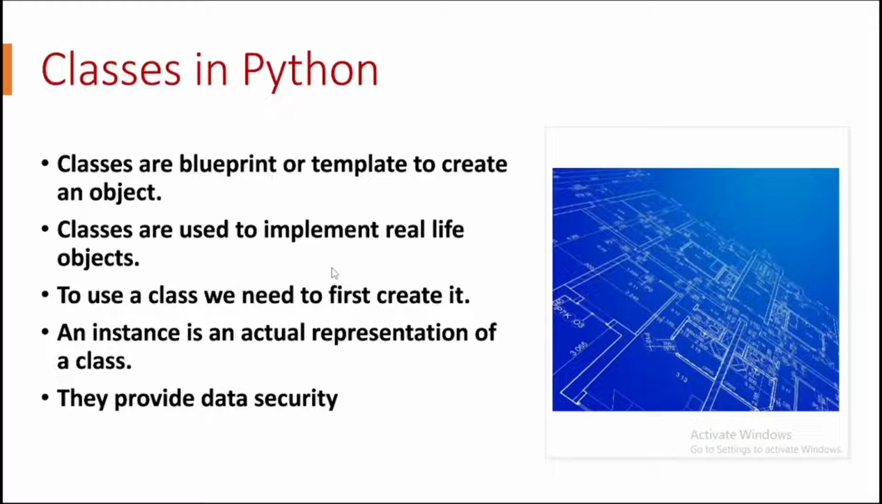So to create a class, as we know, we need to first create it. If we don't have a class called list, we'll not be able to use it. So we'll create our own class and then we'll learn how to use it and make changes in it. Then an instance of a class is nothing but an actual representation of class.